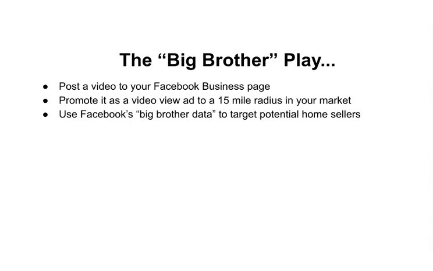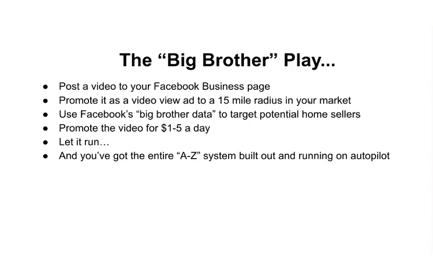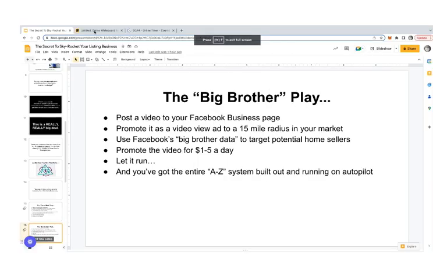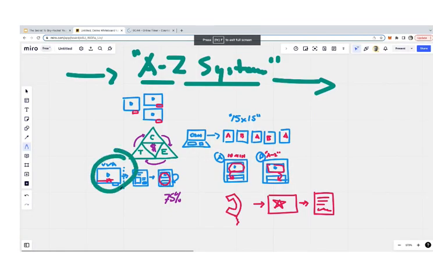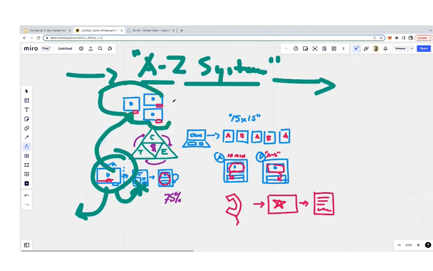You can go into Facebook's ads manager tool and use it to target people that Facebook knows are interested in real estate. And then you just promote that video for $1 to $5 a day and just let it run, right? And now you've got an entire A through Z system built out and running on autopilot. So what I mean by that is you've got that video, promote it using Facebook's algorithm to people it knows are interested in real estate, let it run. Some will go here and opt in. If they don't, no worries. A through Z, baby. Now you're retargeting them.